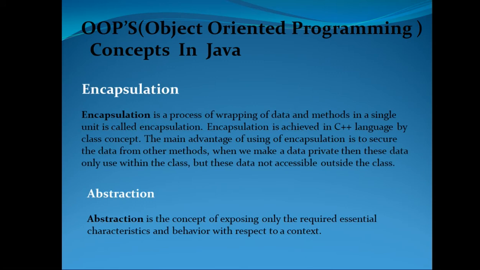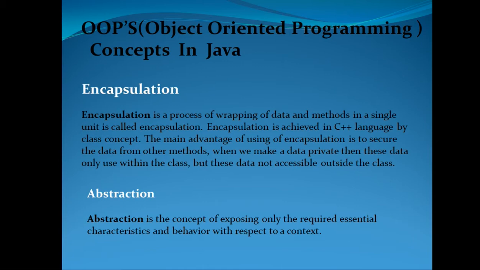Next one is encapsulation. Encapsulation is the process of wrapping data and methods in a single unit. Encapsulation is achieved in C++ language by the class concept. The main advantage of using encapsulation is to secure the data from other methods. When we make data private, then this data is only used within the class, but is not accessible outside the class.